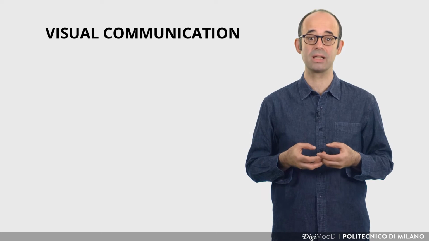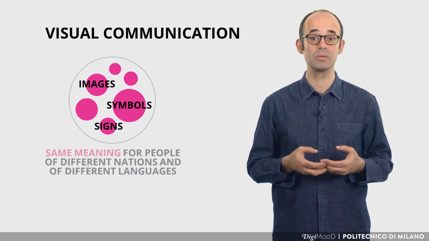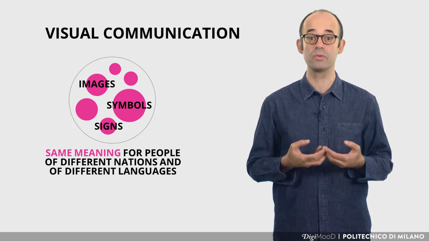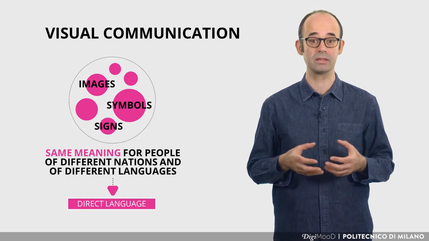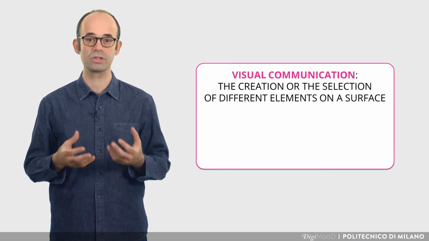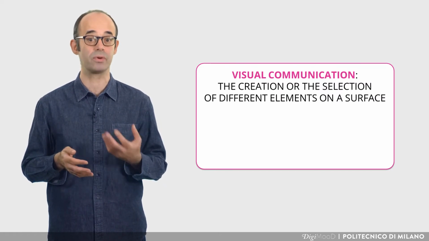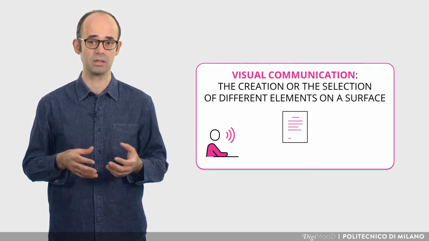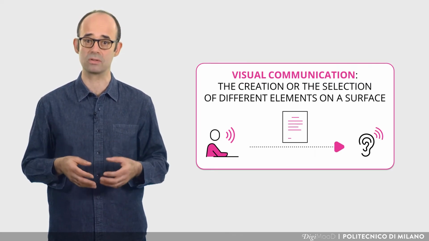Visual communication is like a language made up only of images, signs, symbols that could have the same meaning for people of different nations and therefore of different languages. Visual communication is a language, perhaps more limited than the spoken one, but certainly more direct. Therefore, visual communication can be defined as a creation or the selection of different elements, such as colors, signs, symbols and font, on a surface, a page or a screen, to transmit a message from a sender, which in our case could be a brand, to a receiver, which in our case could be a possible customer.